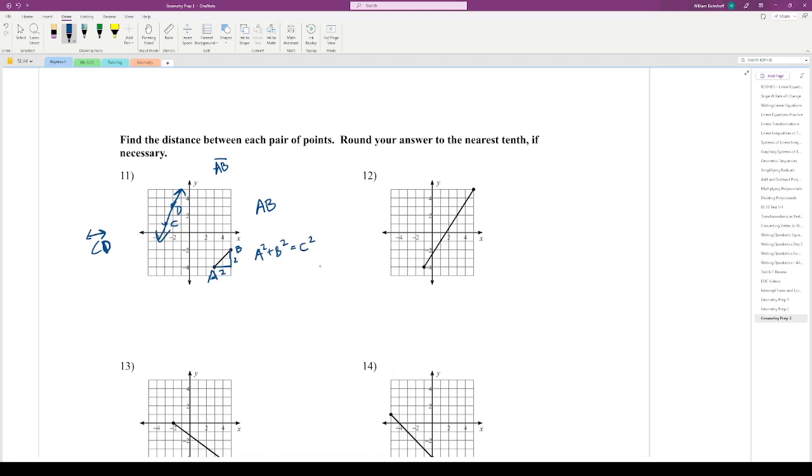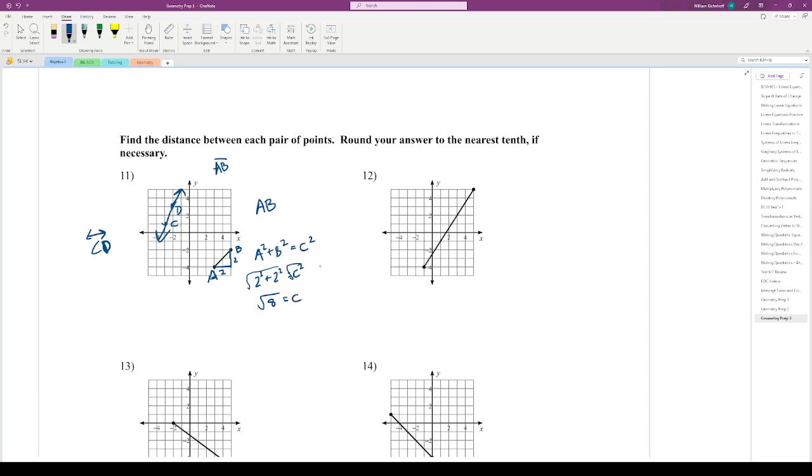So if I plug in my 2's, I get 2 squared plus 2 squared equals c squared. And then I want just c by itself. So to undo that square, I'm going to square root it, just like when we were solving quadratics. So I get the square root of 4 plus 4, that's 8, equals c.